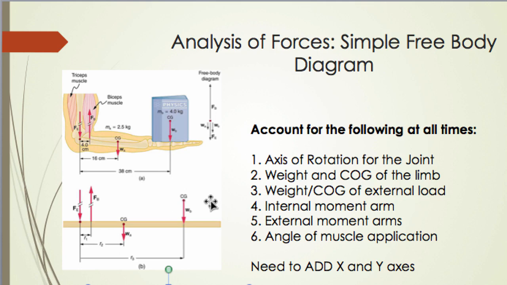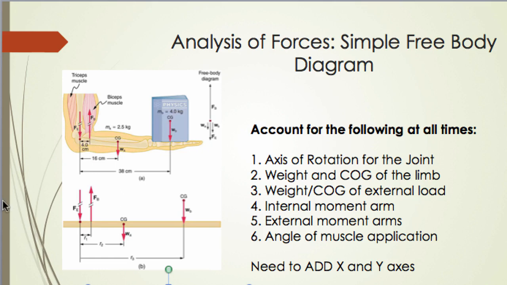So these are the things we need to draw in for our simple body diagram. So our internal moment arm, and this is super important, internal moment arm is the distance between the insertion of the tendon into the bone from the axis of rotation. So that is going to be short. Here it shows 4 centimeters. That's our internal moment arm.